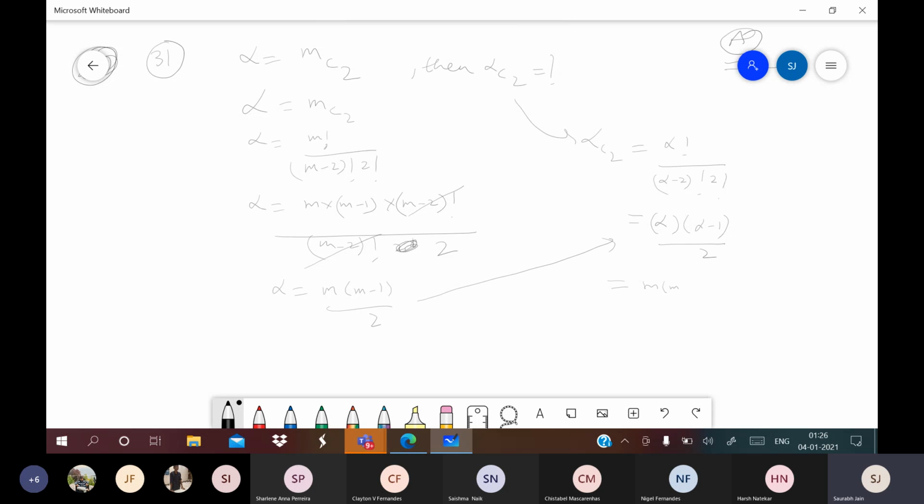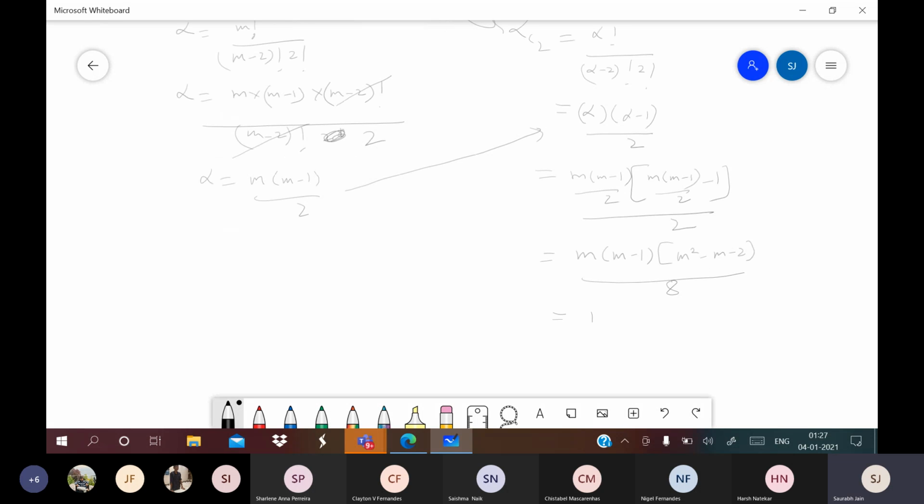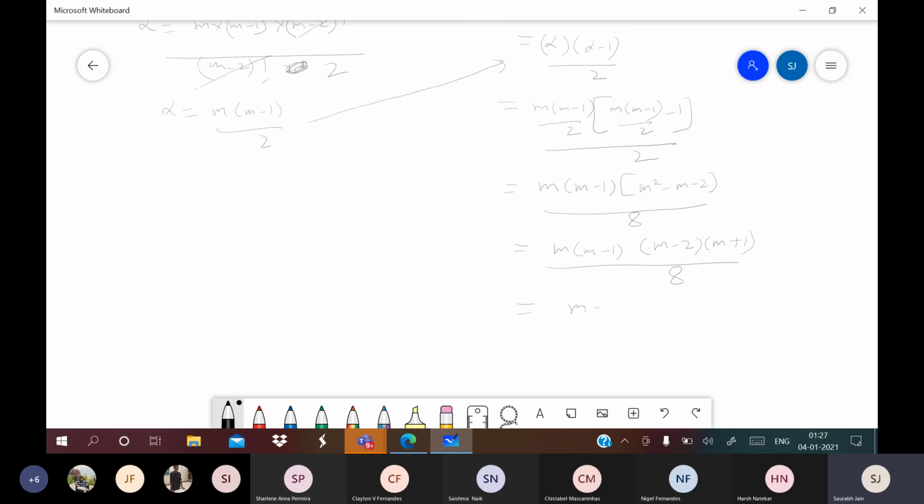So this is m minus 1 by 2, then m minus 1 by 2 minus 1 upon 2. Take the LCM and simplify it. This will be m square minus m minus 2, and in the denominator you will get 8. This changes to m minus 1. Make the factors: m minus 2, m plus 1 upon 8. Write it in the descending order. You write m plus 1 first, then m minus 1, then m minus 2 upon 8.